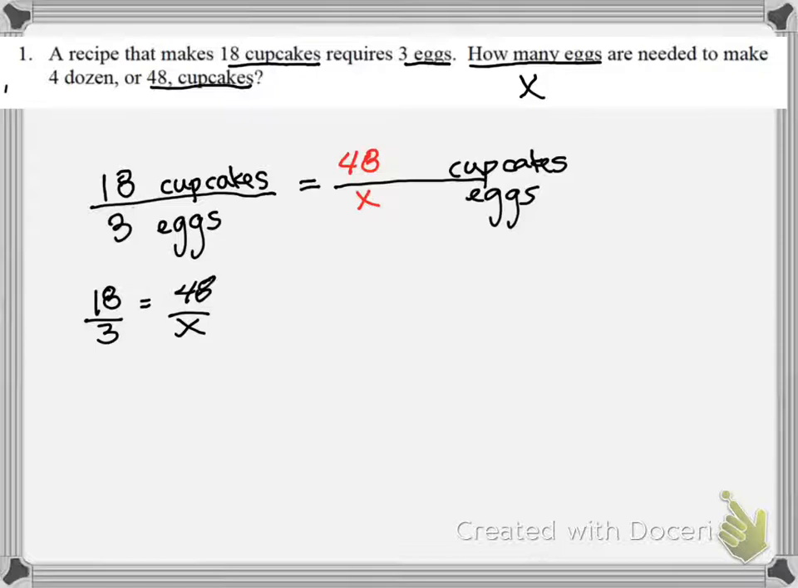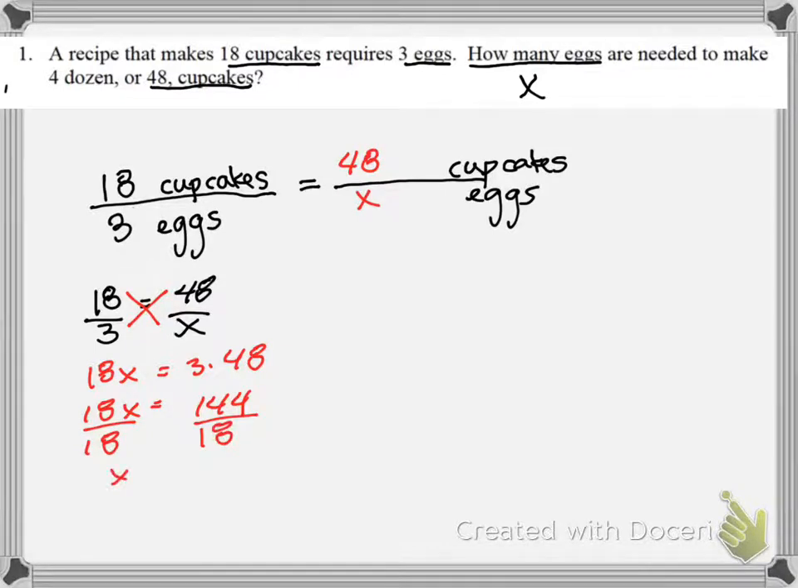And that's something that we can solve using cross multiplication. So we have 18x is equal to 3 times 48. So you can use your calculator to multiply 3 times 48, and that will give you 144. And then we can divide that number by 18. Okay, and we find out that we need 8 eggs in order to make 4 dozen or 48 cupcakes. Okay, let's do another example.